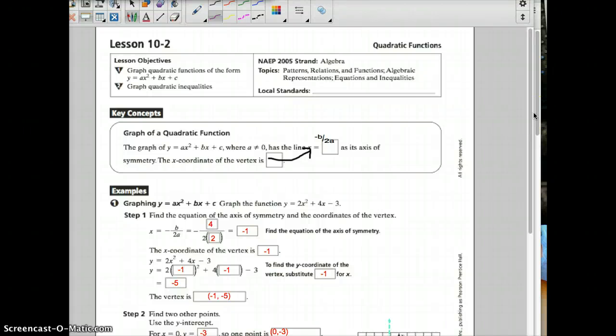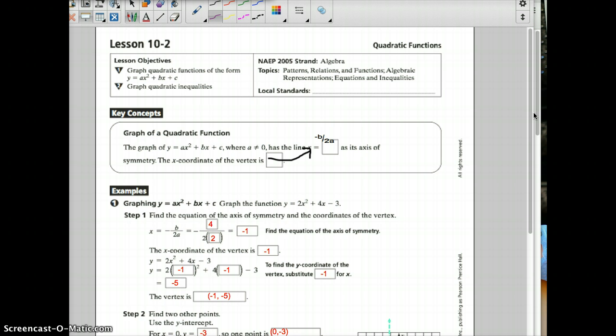Hi class, today we are graphing quadratic functions in the form of y equals ax squared plus bx plus c, and we're also graphing quadratic inequalities. Now today is a little different than yesterday in that we now have a b value, so we have that middle term that we need to work with. It's not as easy as just shifting an x squared up or down based on where the vertex is. So we need to pay a little bit closer attention to some of the details.